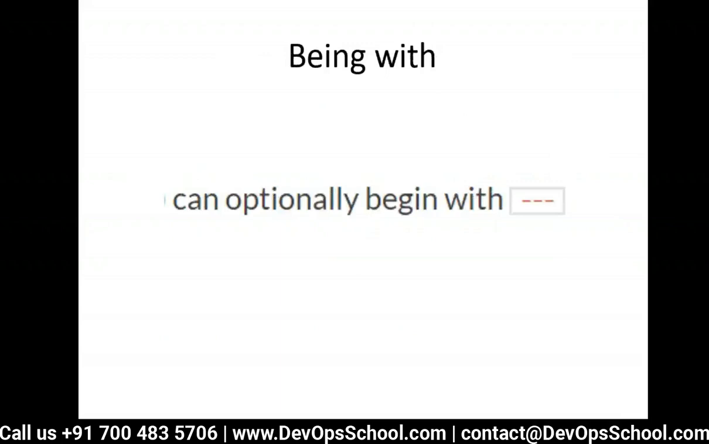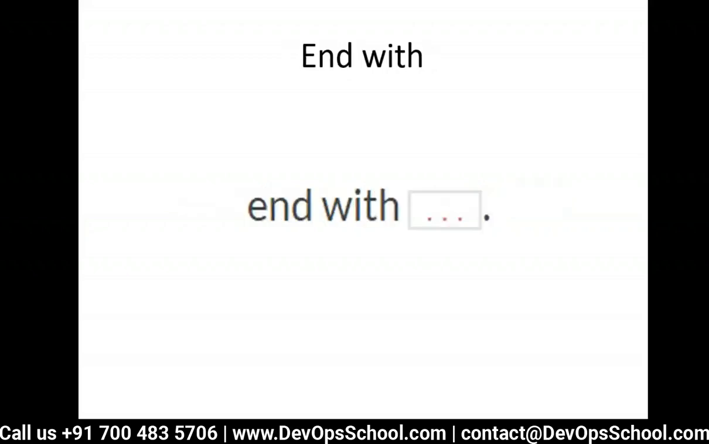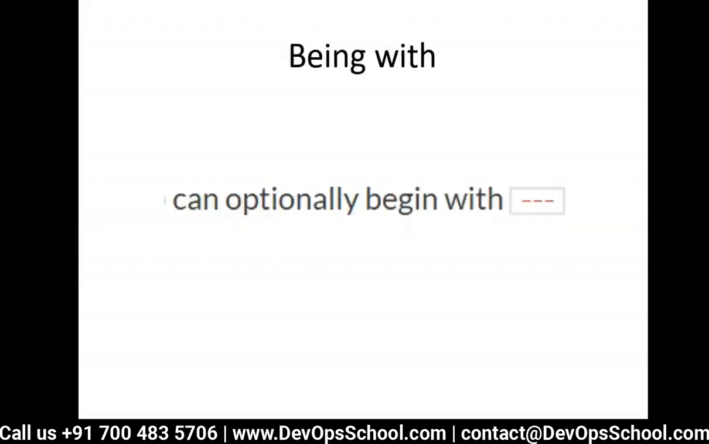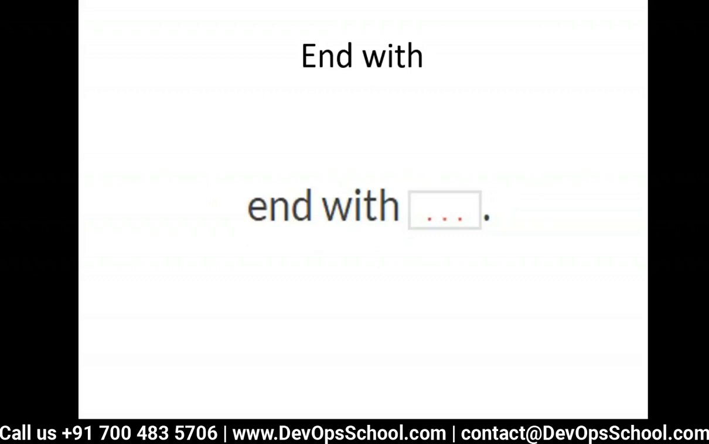But now the question is, how do we understand the YAML specification? YAML may optionally begin with hyphen hyphen hyphen. Optionally means it's not necessarily so that every YAML will begin with hyphen hyphen hyphen. No, it's not always. It may optionally begin with hyphen hyphen hyphen, and it will end with dot dot dot. So starting with hyphen hyphen hyphen, ending with dot dot dot. Both are optional. Makes sense.